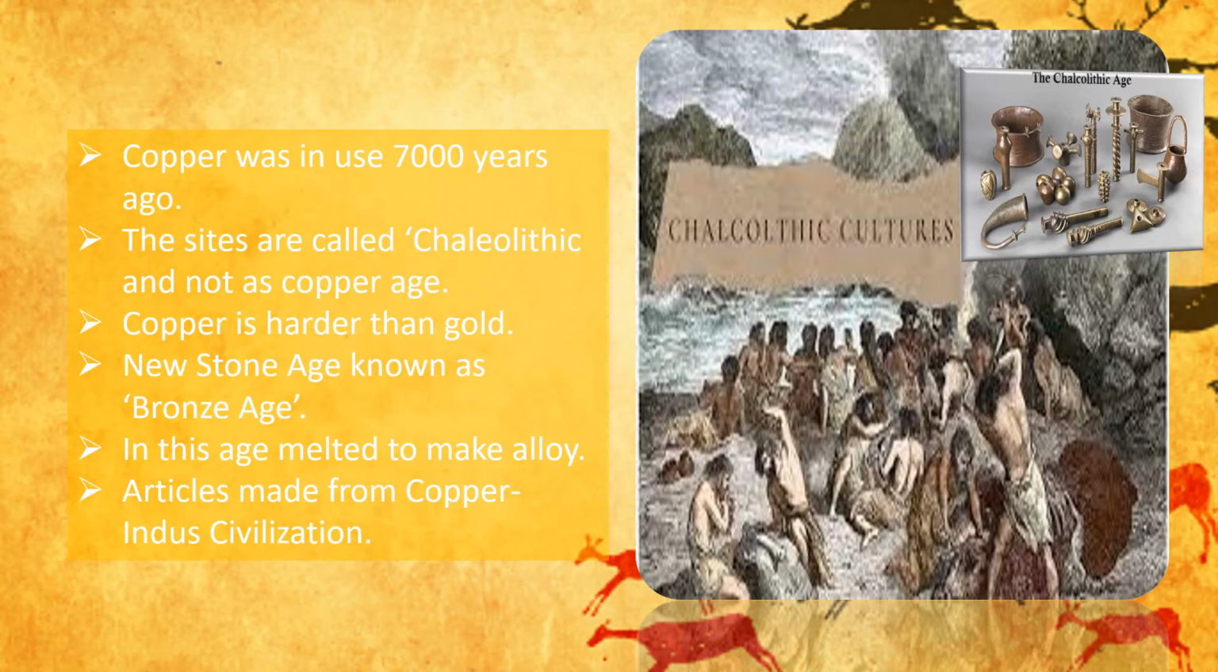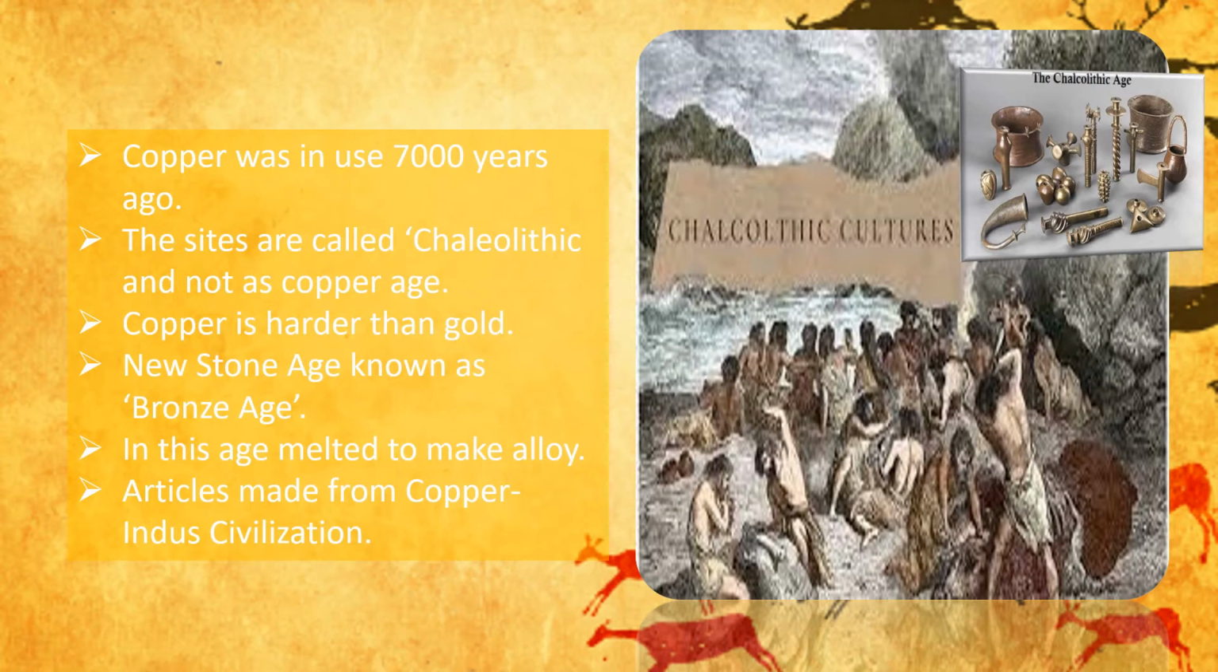Therefore, such sites are called Chalcolithic sites, and not Copper Age sites. Chalcos means copper, lithos means stone. Thus, the age of copper and stone is the Chalcolithic age. Although copper is harder than gold, it is still too soft for making objects from it.